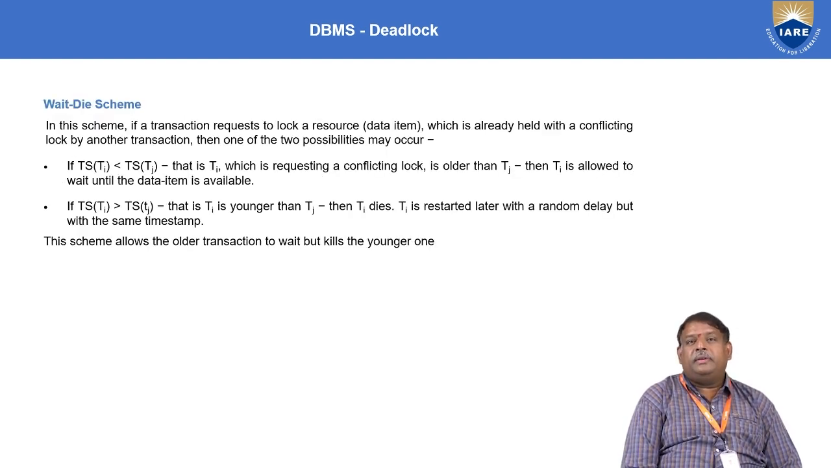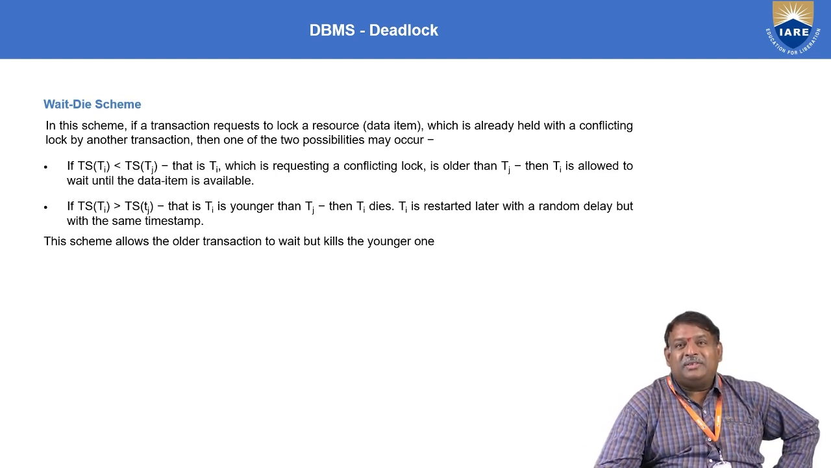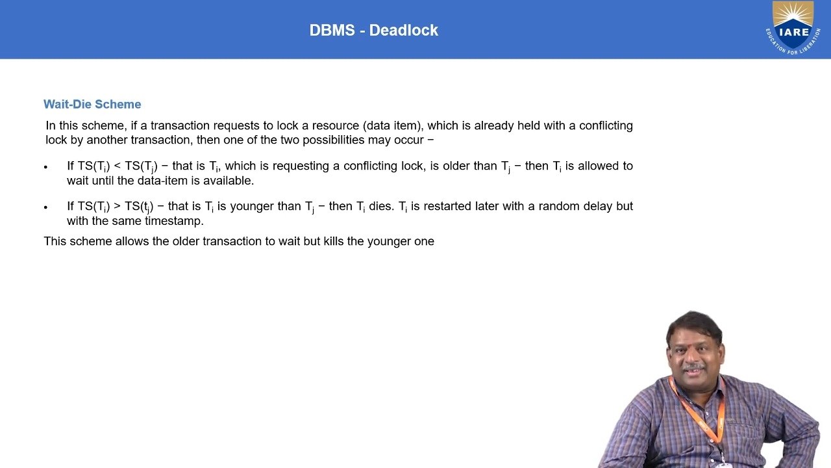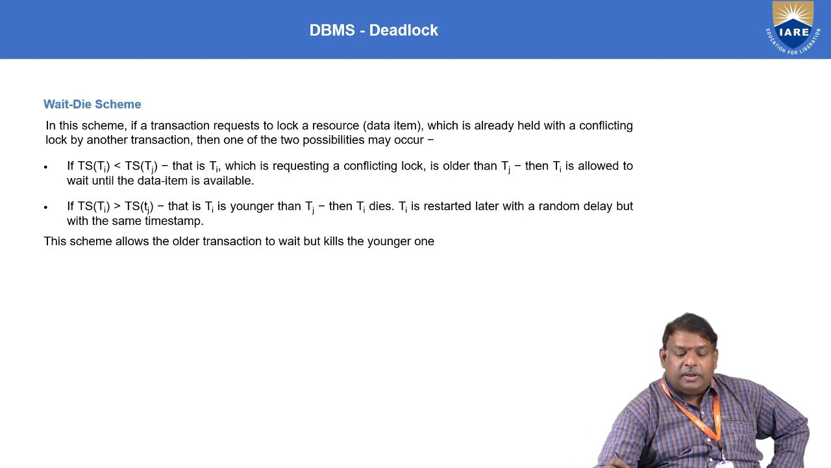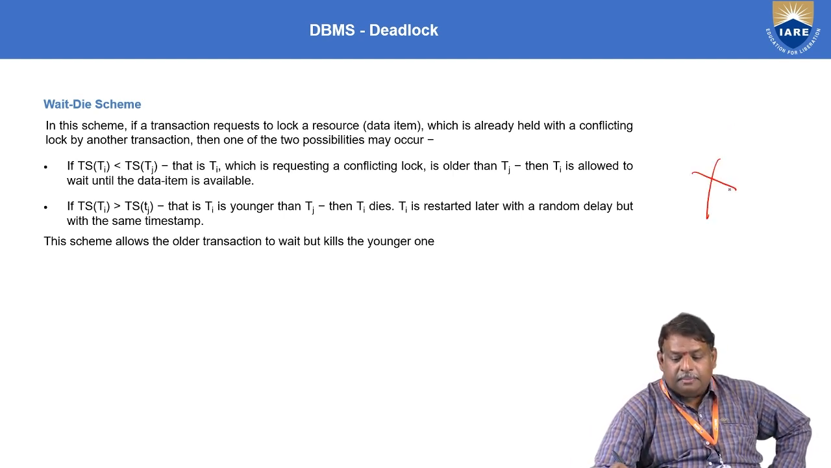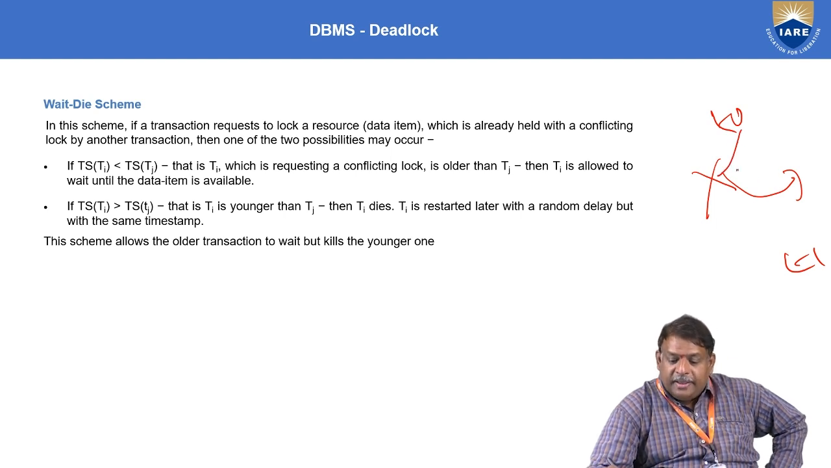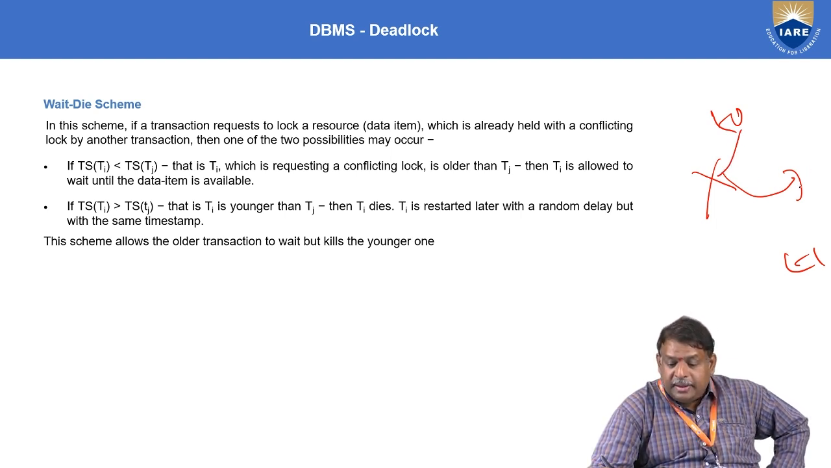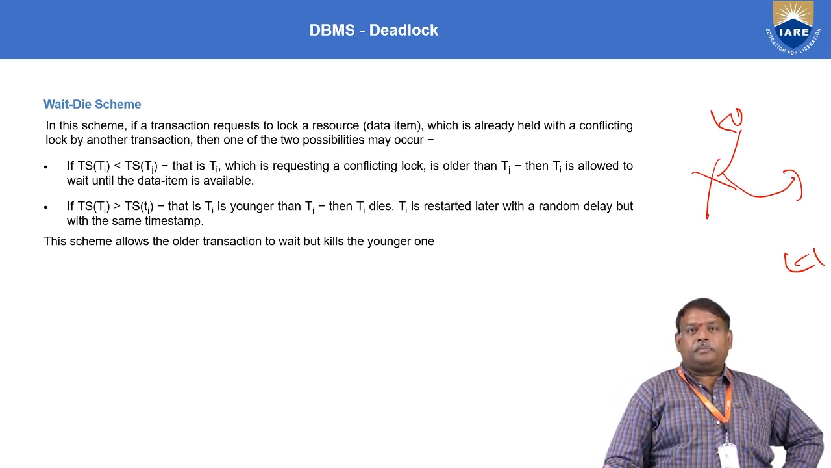One is the wait-die scheme. In this scheme, if a transaction requests to lock a resource, say a lock on resource X, which is already being held with a conflicting lock by another transaction, then suppose T0 wants to lock an item X, but this X is already being locked by one more transaction, T1. Then two possibilities might occur.